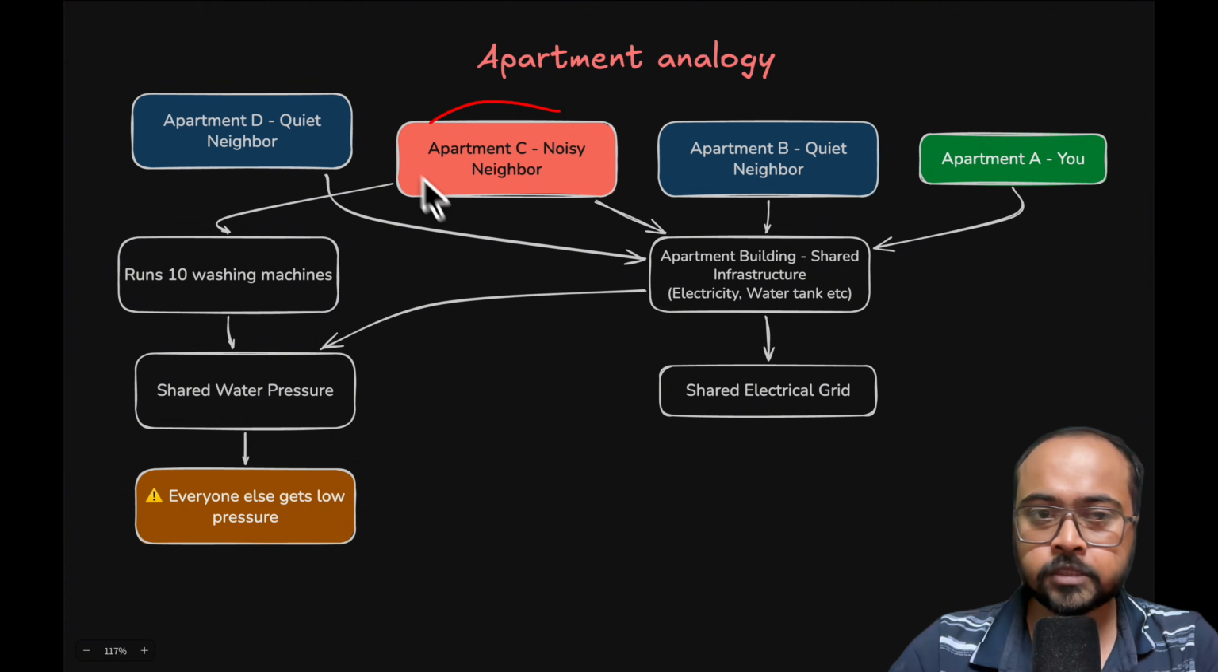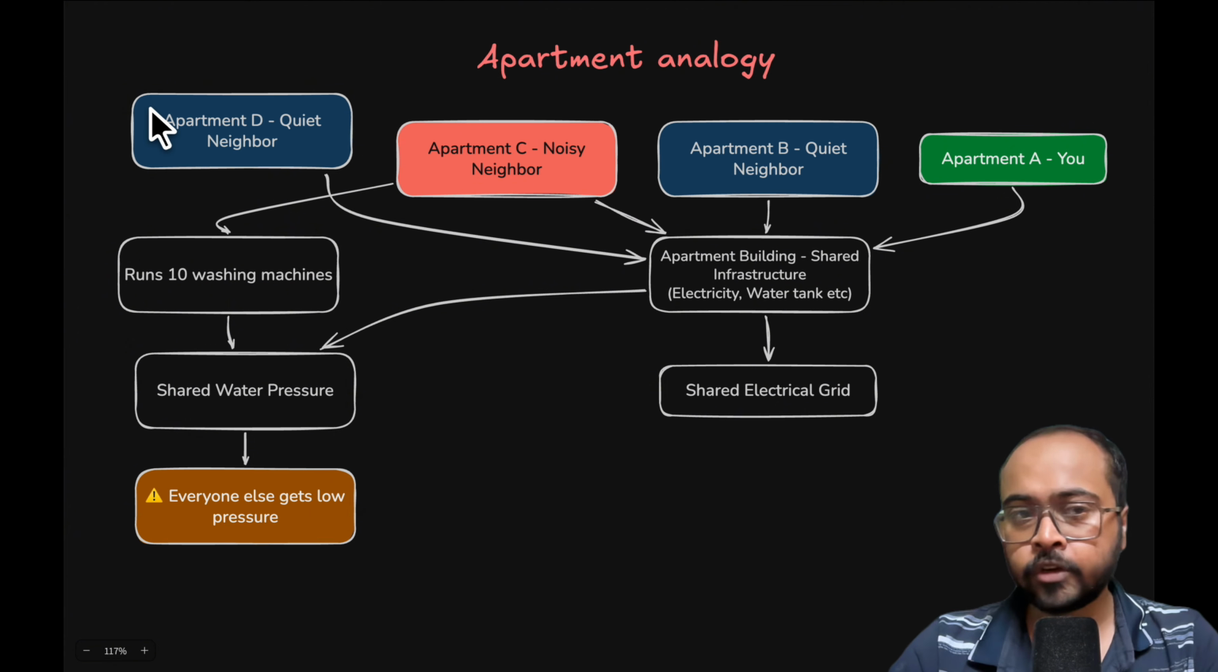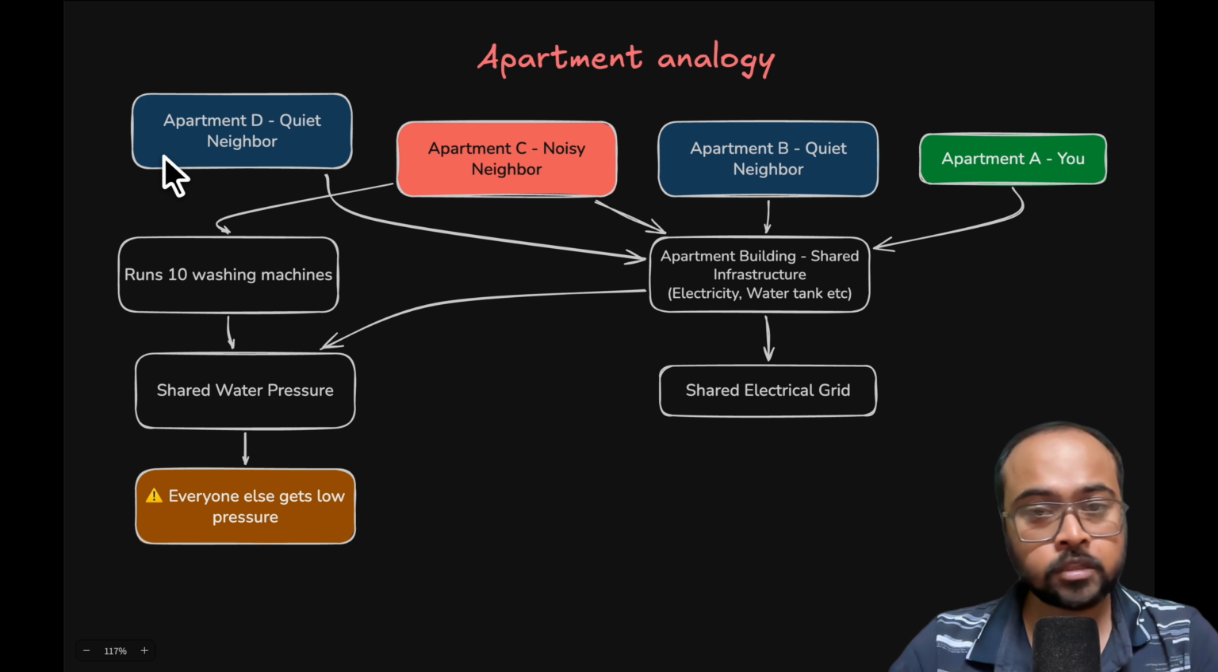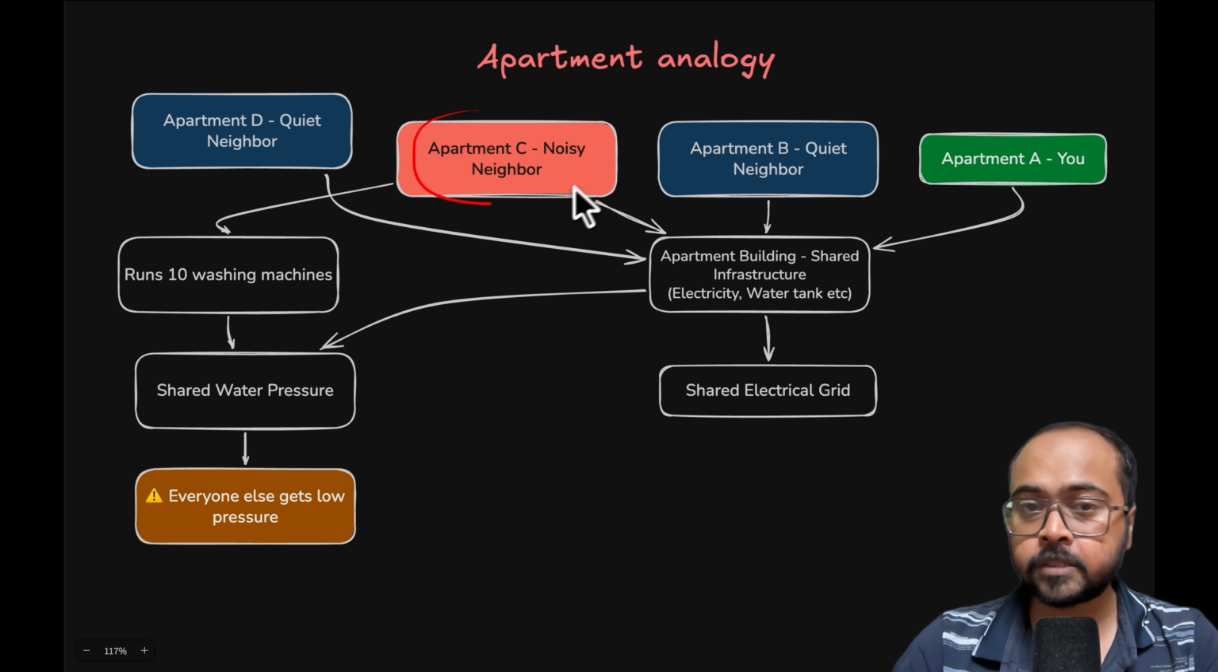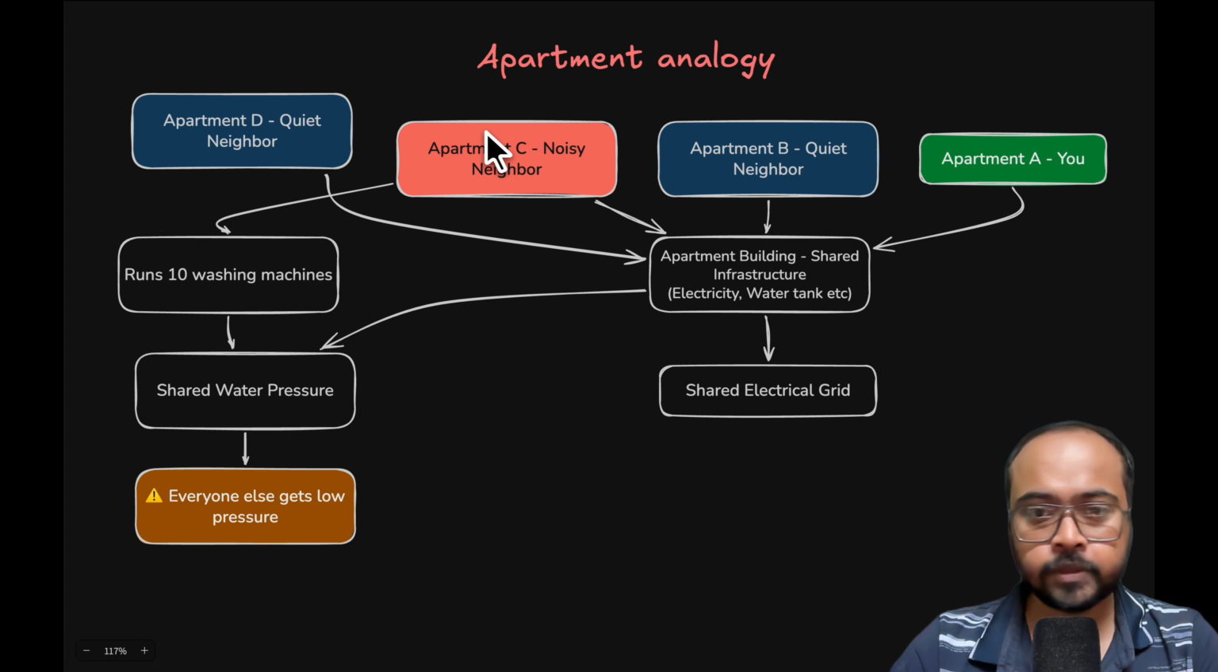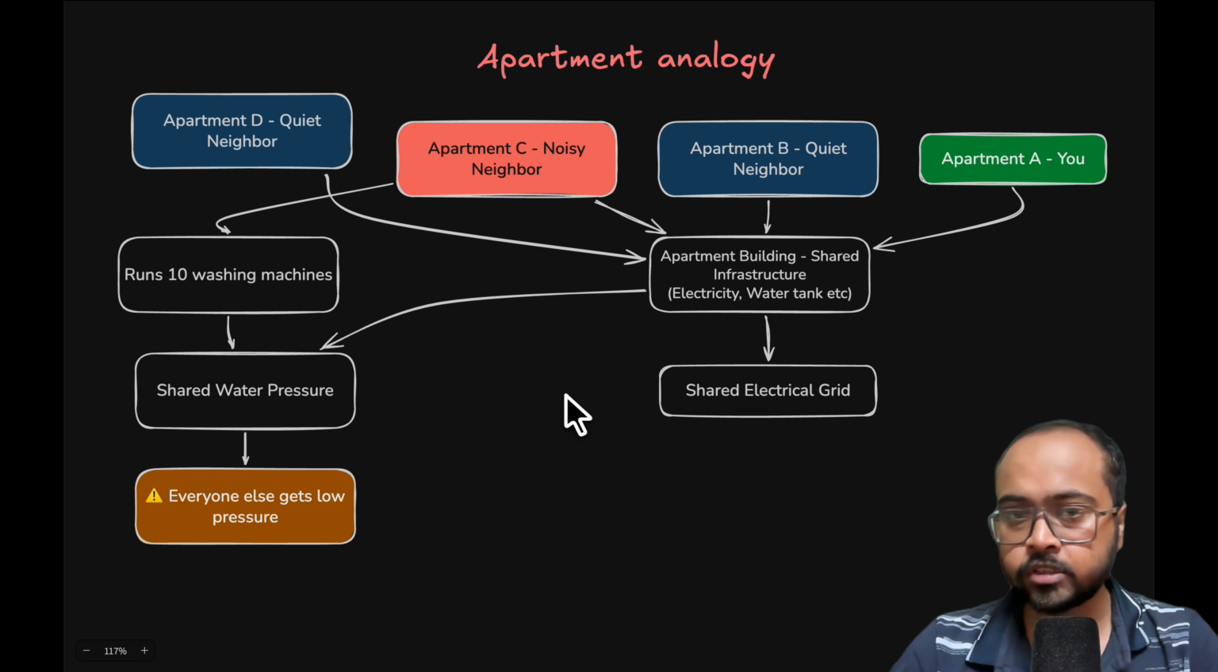Due to this person, the rest of the people, whenever they try to run any electric appliances, see low voltage, and they also see that the water pressure is low in their washroom. The reason is that this person is using more electricity and water, and that has resulted in all the apartments in that building facing the problem. They are not able to use the resource properly. This is exactly what we call the noisy neighbor problem.